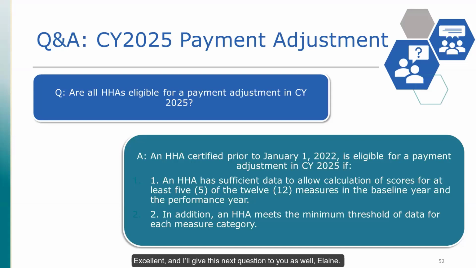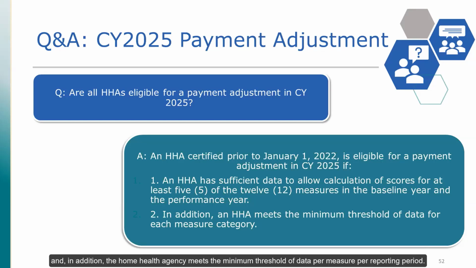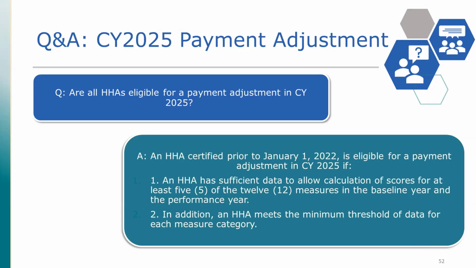Excellent. And I'll give this next question to you as well, Elaine. Are all HHAs eligible for a payment adjustment in calendar year 2025? Okay, so a home health agency certified prior to January 1st, 2022 is eligible for a payment adjustment in calendar year 2025 if the home health agency has sufficient data to allow calculation of scores for at least 5 of the 12 measures in the baseline year and the performance year. And in addition, the home health agency meets the minimum threshold of data per measure per reporting period.